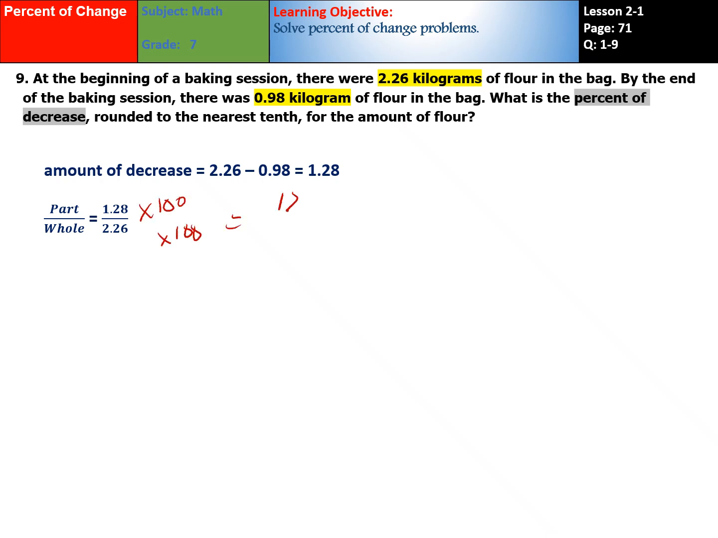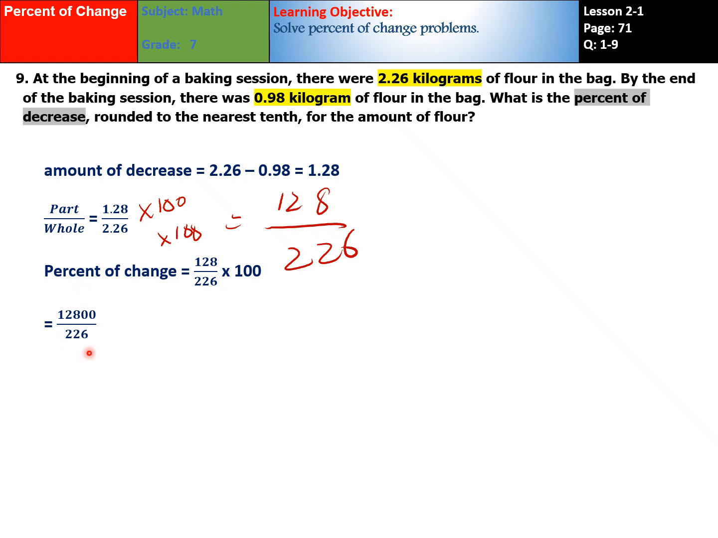It will become 128 over 226. And then you can multiply it by 100 to convert it into the percent of change. You will have 12800 divided by 226. Now again, whichever simplification method you like, you can use that. Simplified, your answer will be 56.6%. So the percent of decrease is 56.6%.